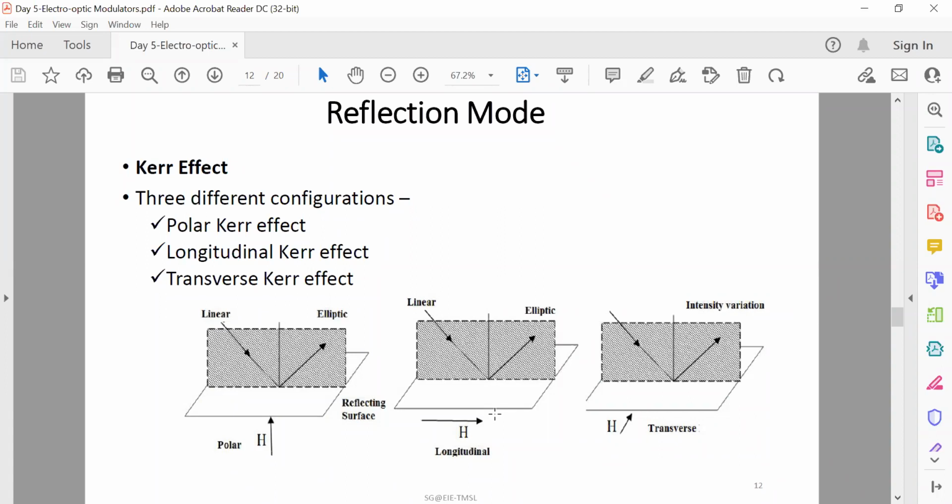And in the case of the transverse Kerr effect, the magnetization vector is perpendicular to the plane of incidence and parallel to the reflecting surface. So here no change in the direction of polarization is observed, but a variation in the intensity of that particular reflected light can be observed.